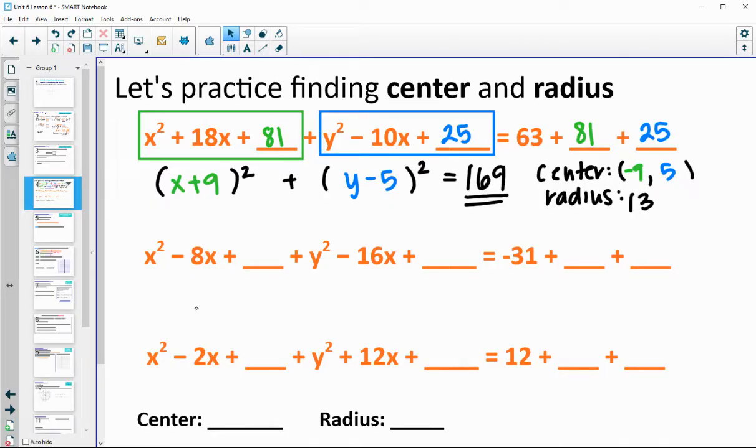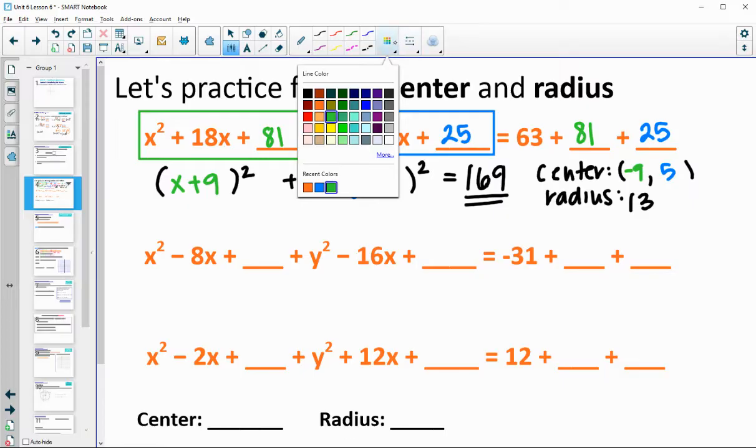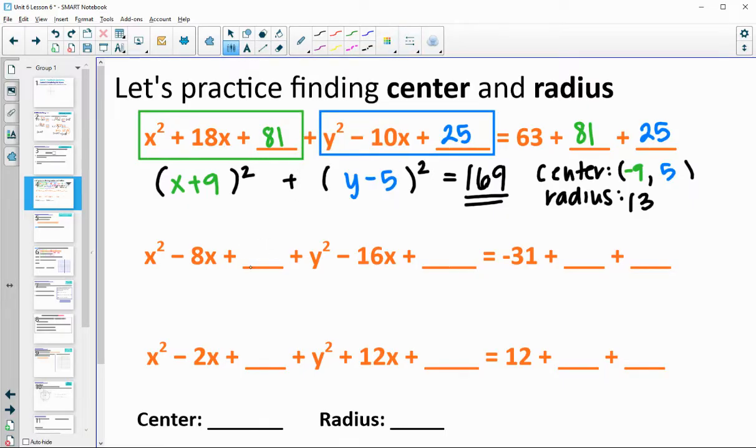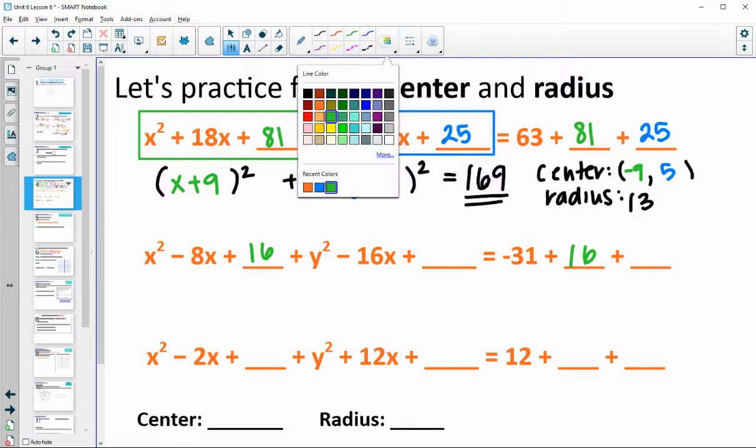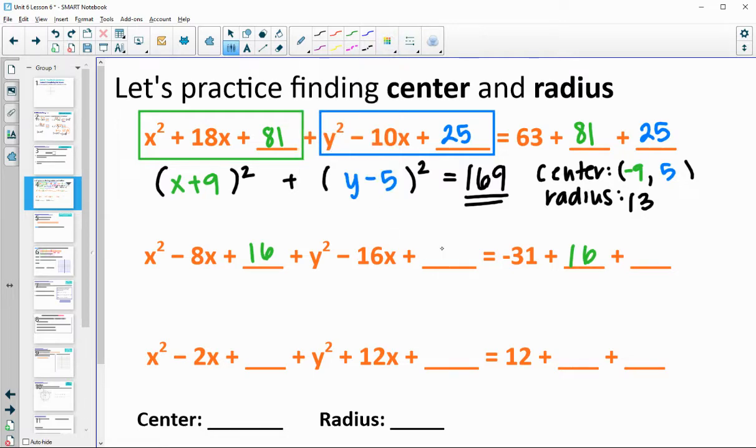And this is not in your book. This is just practice. All right, so this one, to complete this perfect square trinomial here, divide negative 8 by 2 is negative 4. Squared is 16, so we'll add 16 to both sides. What would complete this one? We would do negative 16 divided by 2 is negative 8. Squared is 64.